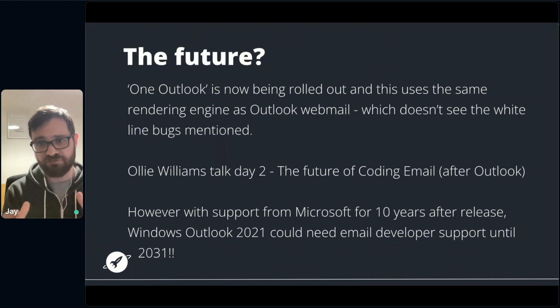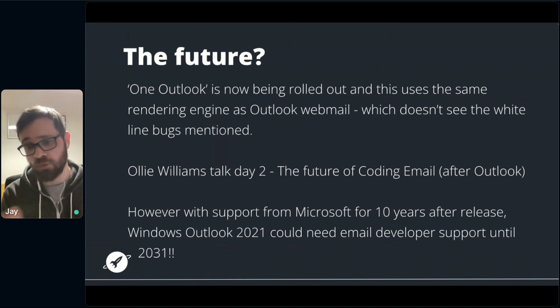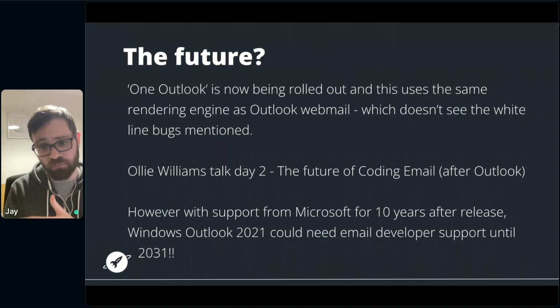But ultimately, what does the future look like for us as developers? Are we going to have to deal with this Outlook bug forever? Originally when it was on the Microsoft forums, it's been there since, I think, 2016, that there was a bug and no one's fixed it. So we know Outlook are not going to fix it when they're using the Microsoft Word rendering engine. They're too busy focusing on other things. So what is going to happen? As Ollie will talk about much more tomorrow when he talks about the future of email coding after Outlook, we know that the One Outlook is coming out, which doesn't use the Microsoft Word rendering engine. Everyone will breathe a sigh of relief when that happens.